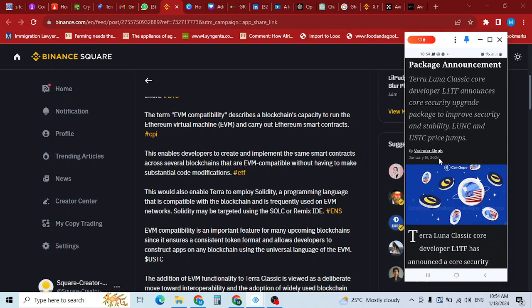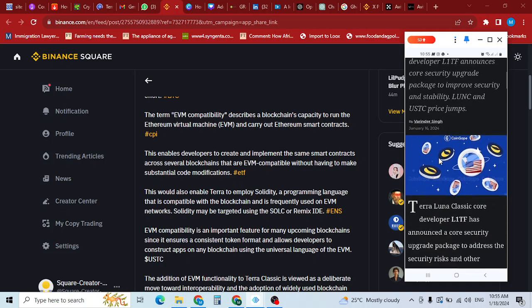Guys, this is a project that has seen an all-time high of $160 per unit. It's now trading at 0.0012, and the USTC, which was an algorithmic stablecoin, is now 0.03. So guys, even with $1, $5, you can secure some pieces of this token and wait for the bull cycle. So let me quickly read this one.